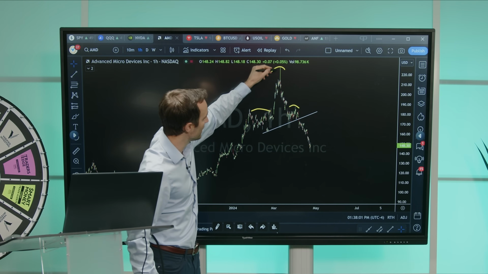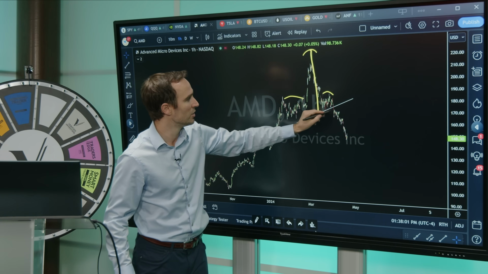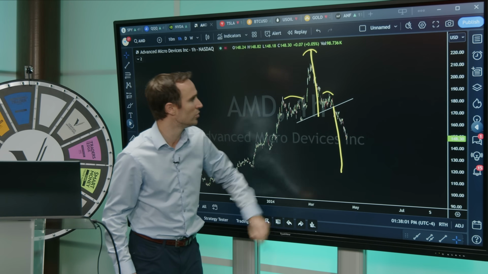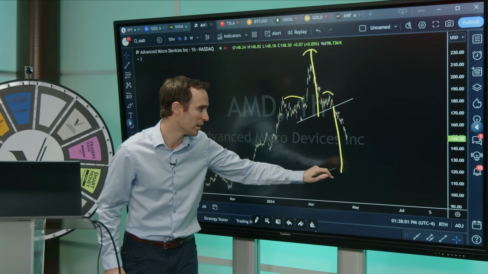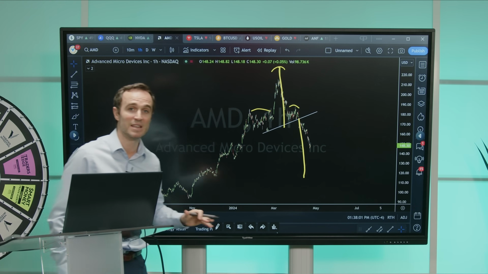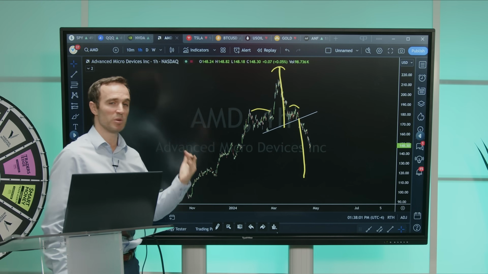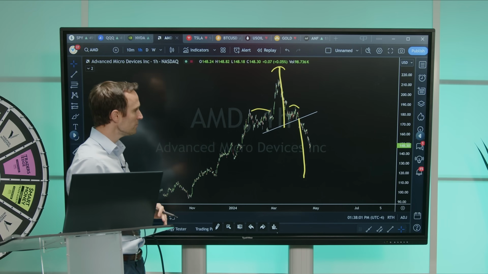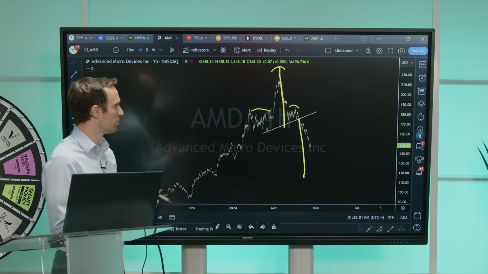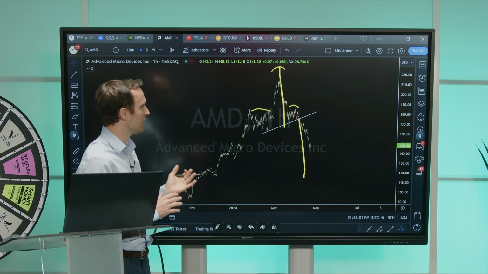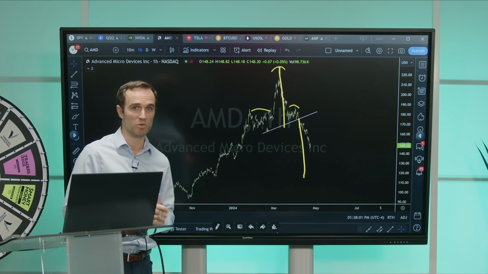If we take from the head down to the neckline, you're talking about a huge move on AMD somewhere around $110. So this will likely put pressure on the QQQ. All of this in turn will put pressure on the overall markets, and this is why we're likely to continue moving lower.